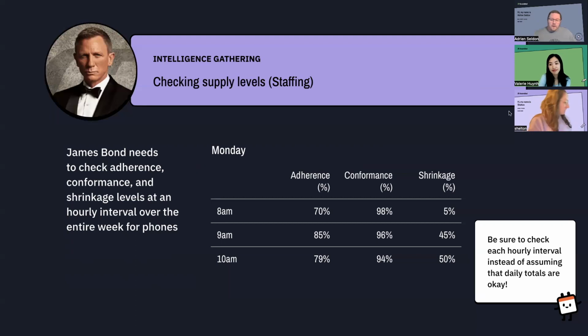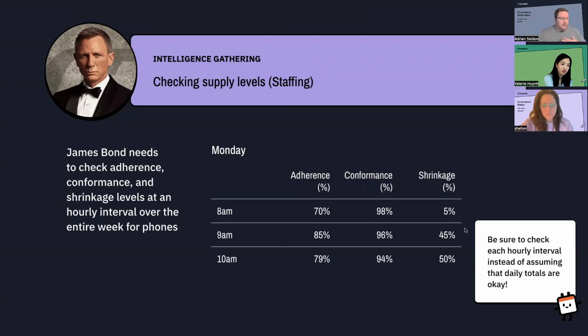Let's go ahead and look here. We've got our adherence, and we can see that adherence actually kind of started off pretty low, 70% earlier on in the day. It got better at 9 a.m. and then it dipped a little bit again at 10. Conformance, we're just going to kind of ignore this one. It's pretty high. We're getting hours that we expected. But shrinkage here, whoa, we had some low adherence and we had low shrinkage, which is unfortunate. But then our shrinkage just kind of shoots up here, 45 and 50%.